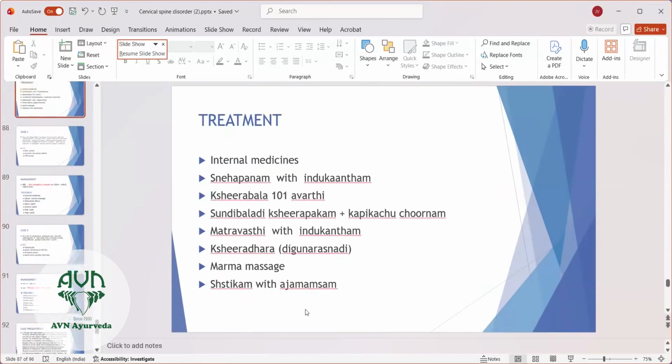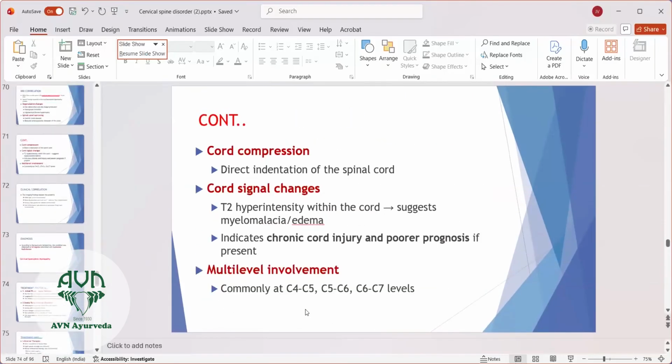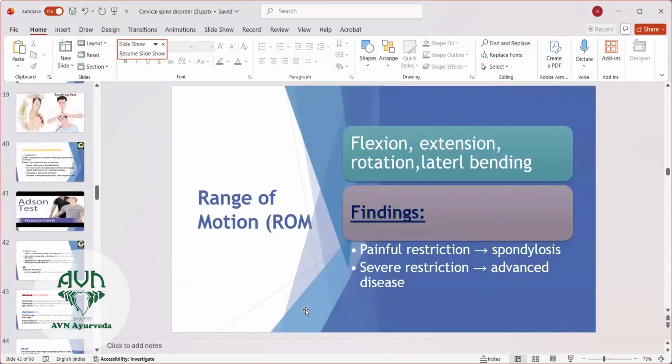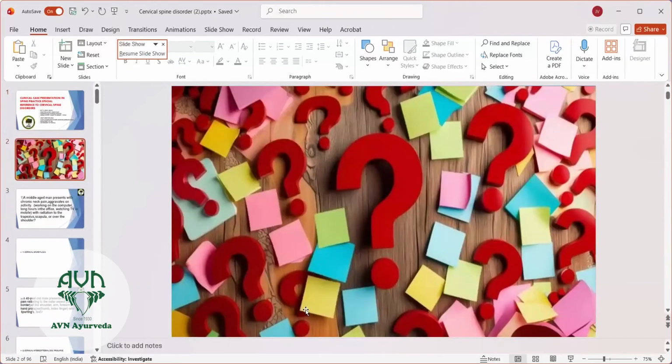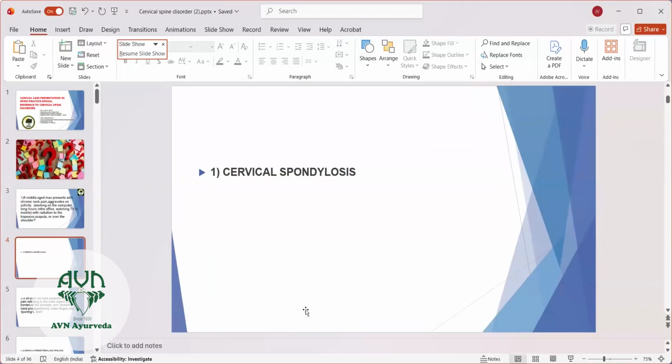Coming to the first section, these are the questions that we have to answer. A middle-aged man presents with chronic neck pain aggravated on activity, with radiation to the trapezius and scapula over the shoulder. That means only one-sided radiculopathy. Quick diagnosis you have to make while hearing: this is a case of cervical spondylosis.